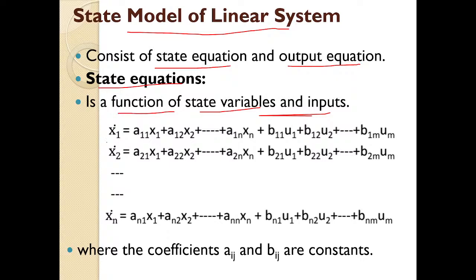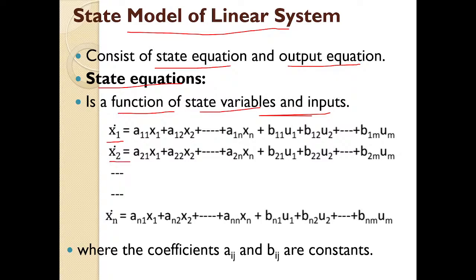So this is the first order derivative of your state variable, x1 dot. That is equal to what? Some constant a11, which is the coefficient of the variable x1, plus a12 x2, and so on up to a1n xn, plus the input variables. So b11 is some constant which is the coefficient of u1, plus b12 u2, plus up to b1m um.